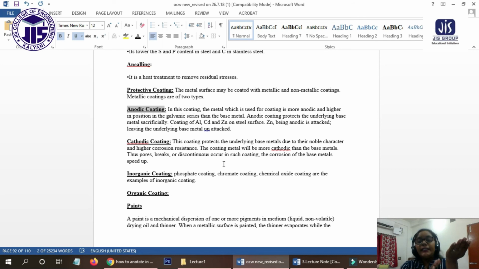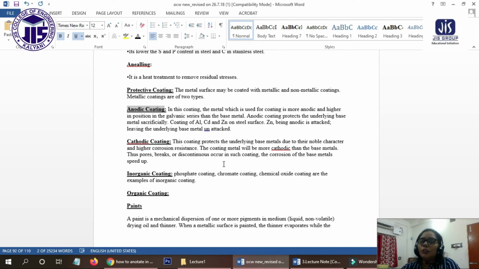Like tin. Tin is below iron. So tin can be coated on the iron to prevent the iron from corrosion. That is called tinning. So tinning is one example of cathodic coating. Understand? So anodic coating and cathodic coating are the two types of metallic coating that we have. All these are prevention procedures.